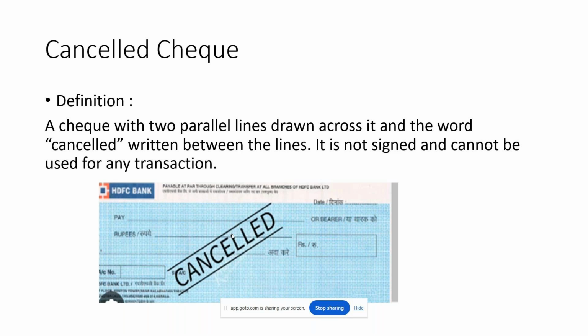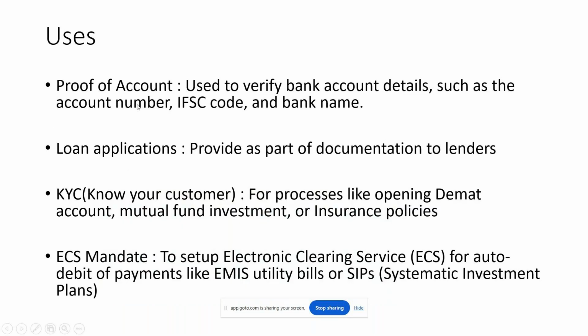The use of this check is proof of account. It is used to verify bank account details such as the account number, IFSC code, and bank name. Whenever I take a loan from the bank, I have to give one cancel check because the bank people have to verify my account details: account number, IFSC code, and bank name. Everything should be proper, so that is the reason we issue the cancel check. That is one reason. The same applies to loan applications, and KYC, which is nothing but know your customer. For this process we have to give a cancel check.